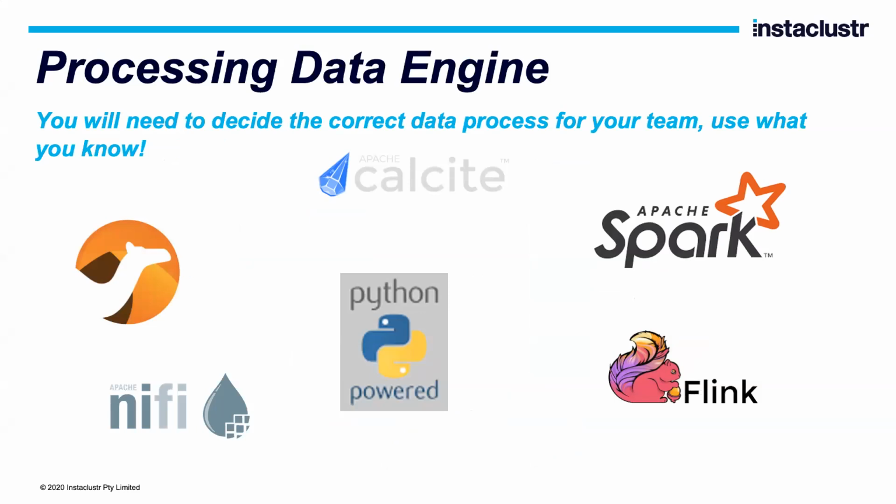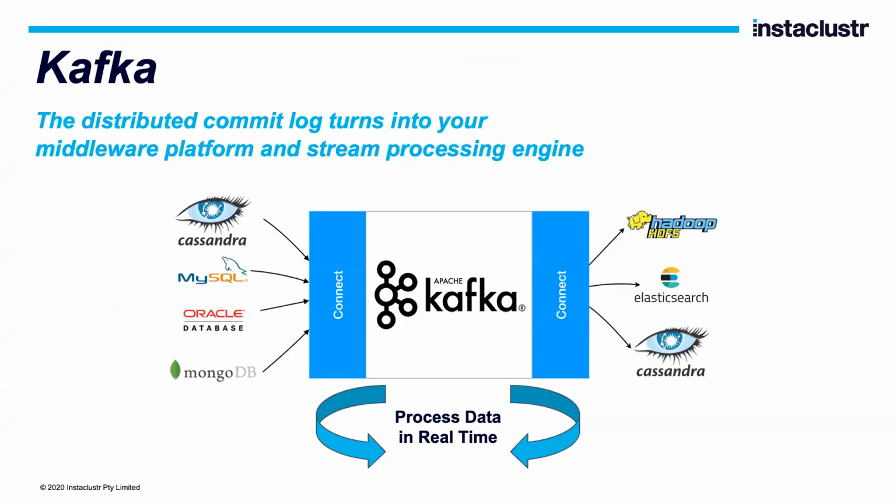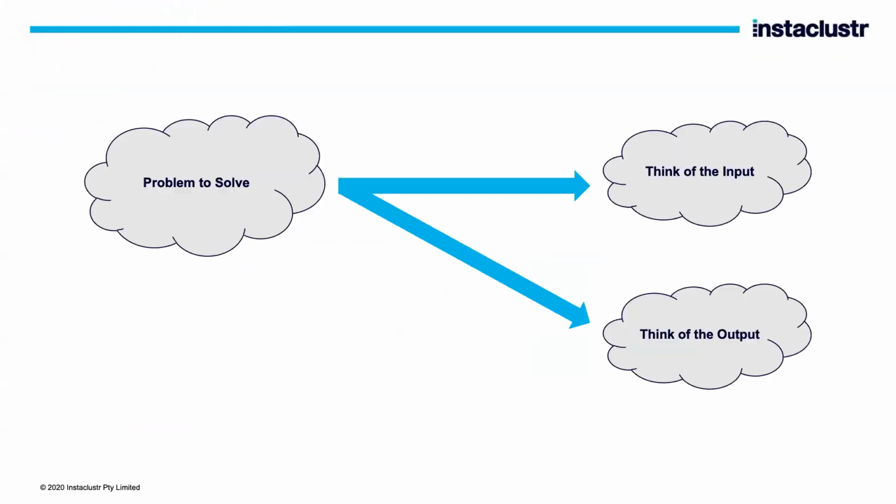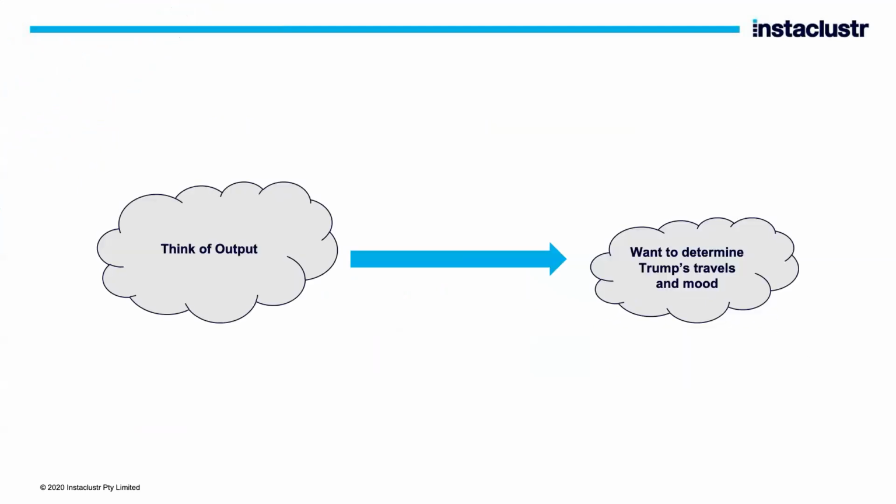But if you need to do Spark and Flink and NiFi, all of these, then you can run it in your data processing engine. So let's quickly cover event-based data flow workflow modeling. Generally speaking, you want to think of the problem you're trying to solve. You want to think of the input. If I wanted to determine Trump's travels and mood, we have to think of the input.